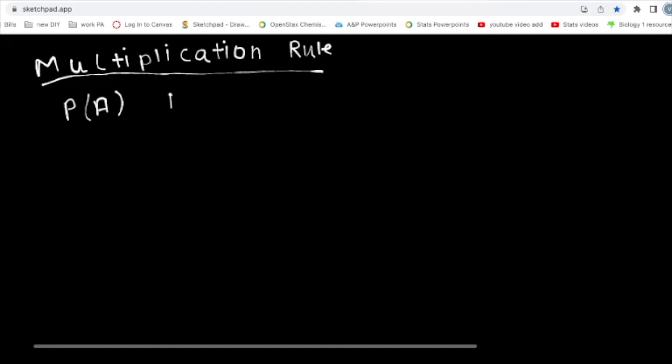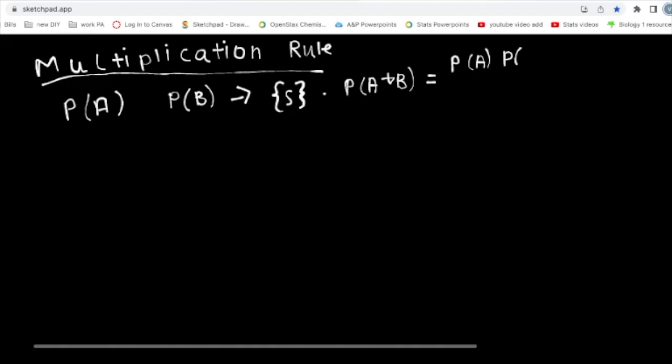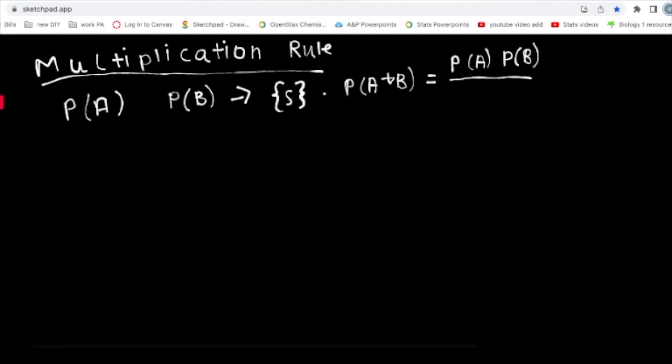and probability of B, and you're given a sample space, then the probability of A and B is equal to the probability of A times the probability of B divided by the probability of B.